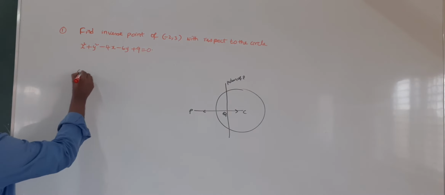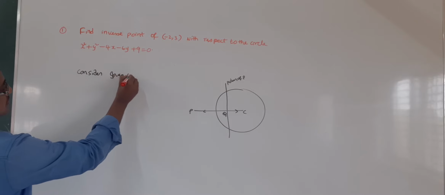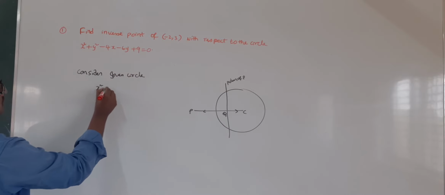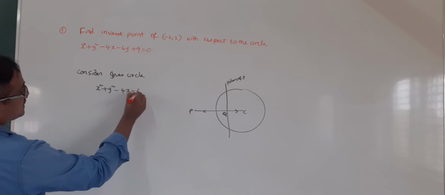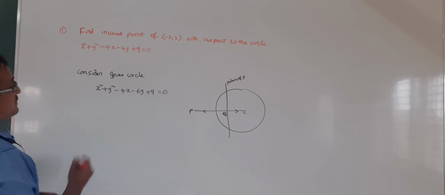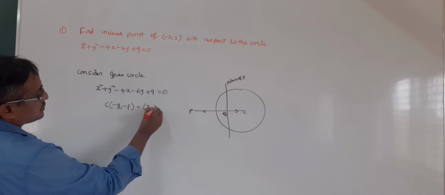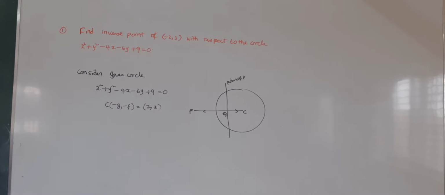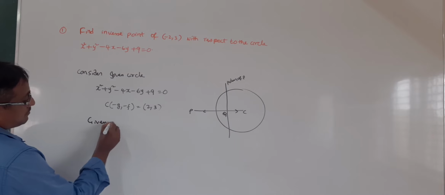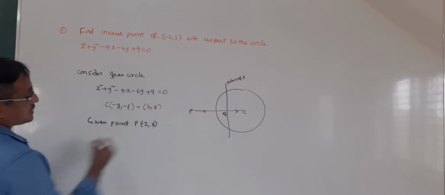So let us consider the given circle x square plus y square minus 4x minus 6y plus 9 equal to 0. Where the center C is (-g, -f), which is equal to (2, 3). And the given point is P (-2, 3).